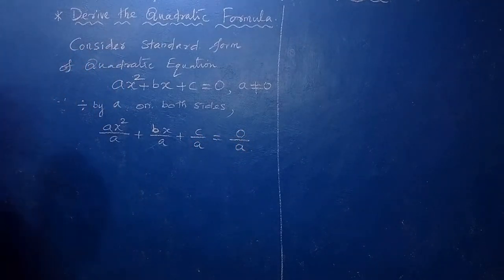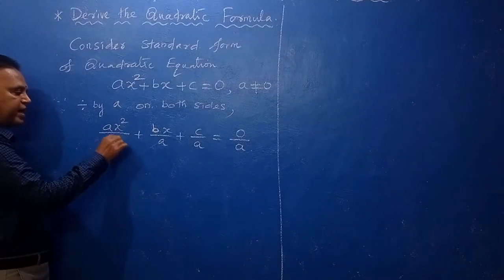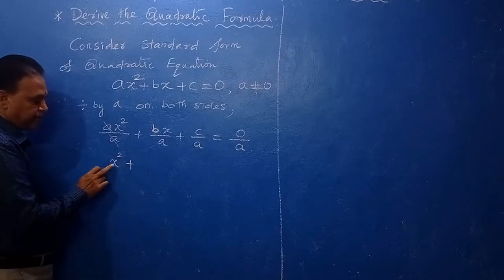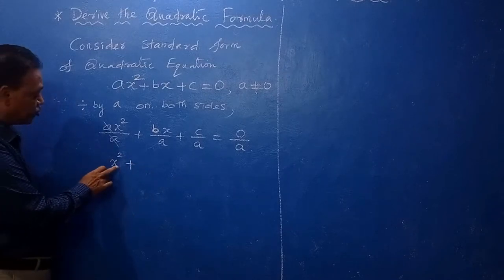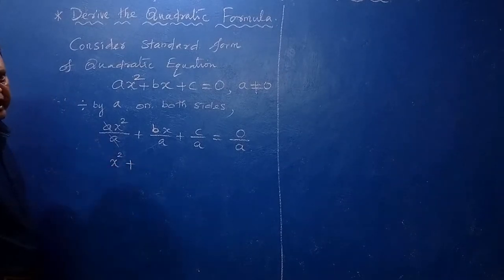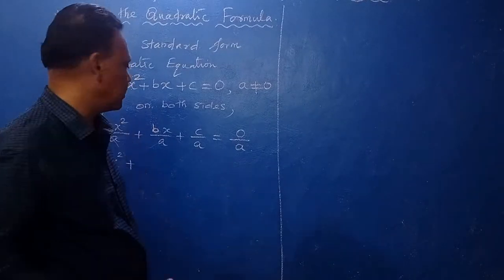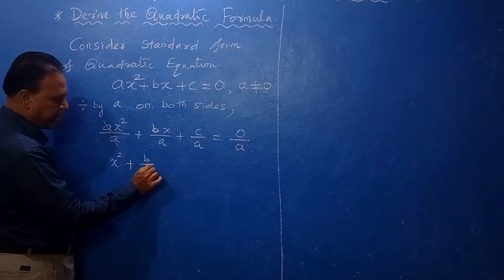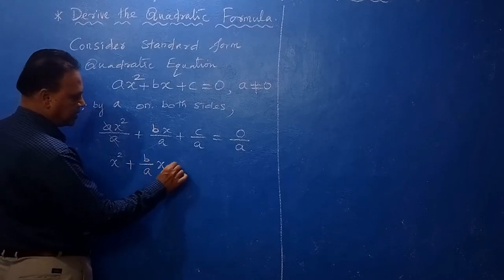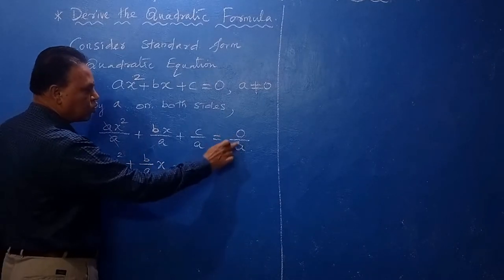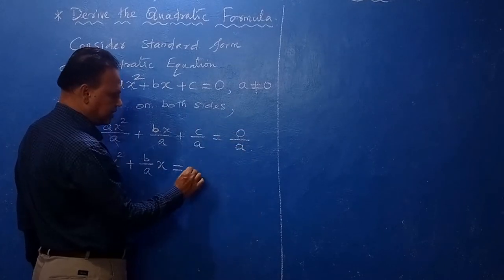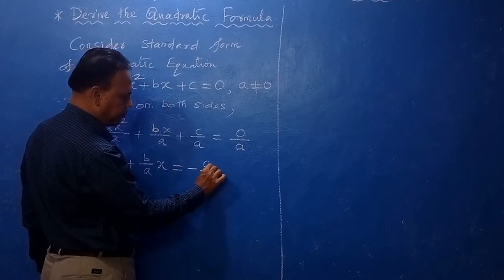Here a gets cancelled, so the x squared coefficient will become 1. We make the x squared coefficient 1, then only we can apply the completing the square method. So this can be written as x squared plus b by a into x. Now 0 by anything is 0. So plus c by a, bring this side, that means minus c by a.